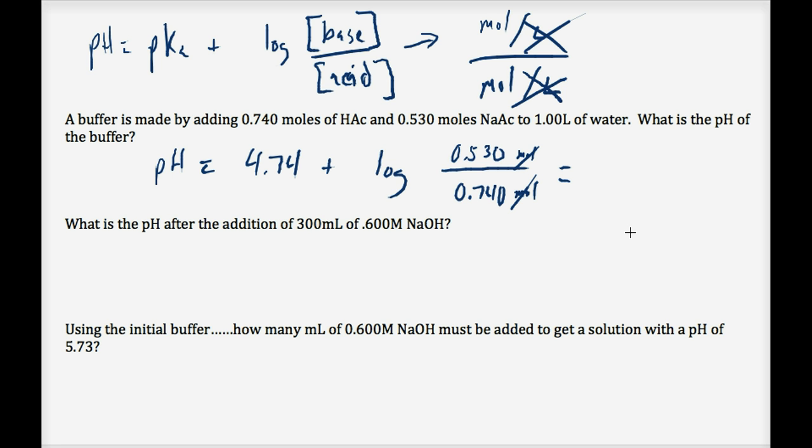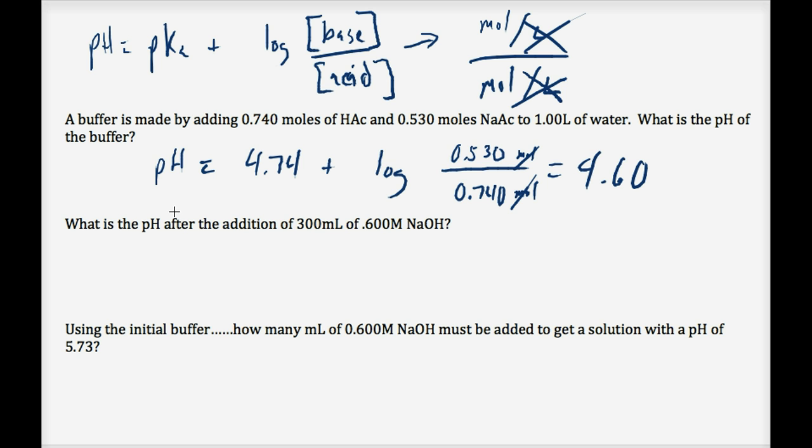Doing my math on this very quickly, I'm going to see that I have 0.53. I have a pH of 4.60. All right, wrong end. 4.60. That's my new pH, or the pH of the buffer.